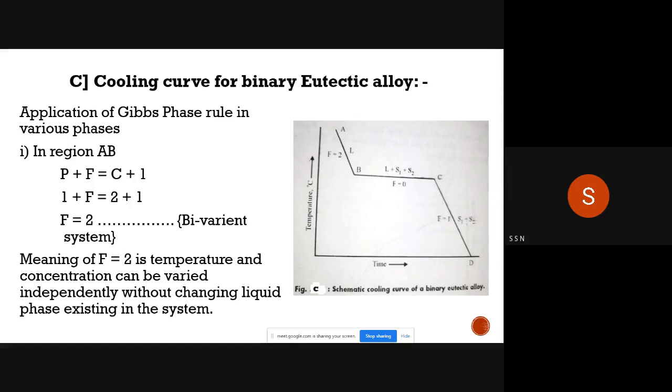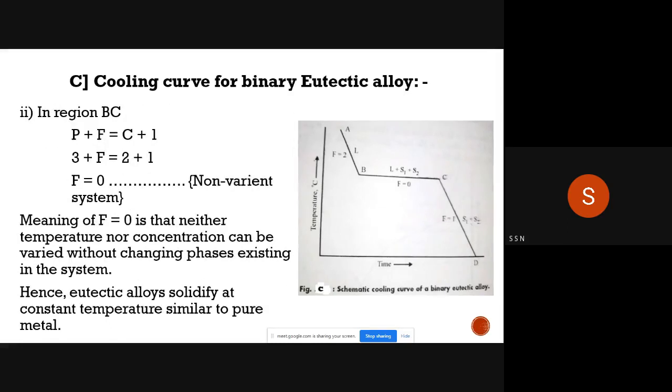Remember this change, and now apply the Gibbs phase rule for this. So the Gibbs phase rule for A to B: P is 1 because one phase is there. F we are going to find out. C is 2 because two components are there, since it is an alloy, plus 1. So 1 plus F is equal to 2 plus 1. Therefore F you will get as 2, and therefore you can find that from A to B the system is bivariant. At that elevated temperature in the liquid phase, the system is bivariant. That means the temperature and concentration can be varied independently without changing the liquid phase existing in the system.